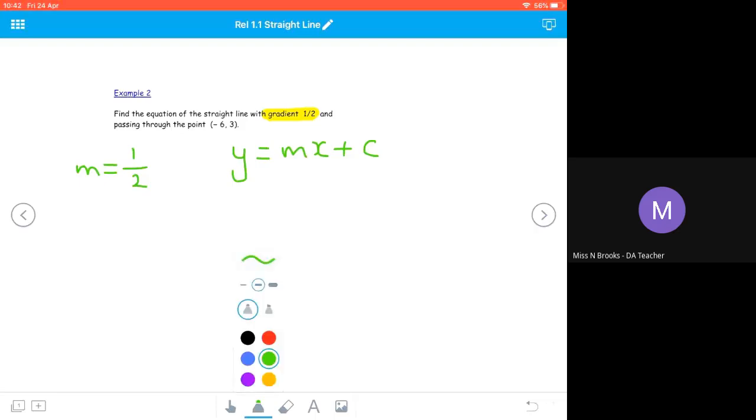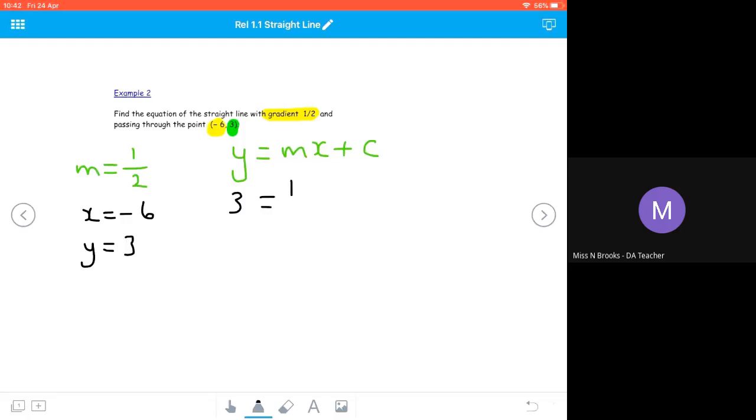And then we've got an x value of negative 6, and we've got a y value of 3. So now we're going to substitute it in. So we've got 3 equals a half multiplied by negative 6 plus c. So we need to work out what a half of negative 6 is. So that's going to give us negative 3 plus c.